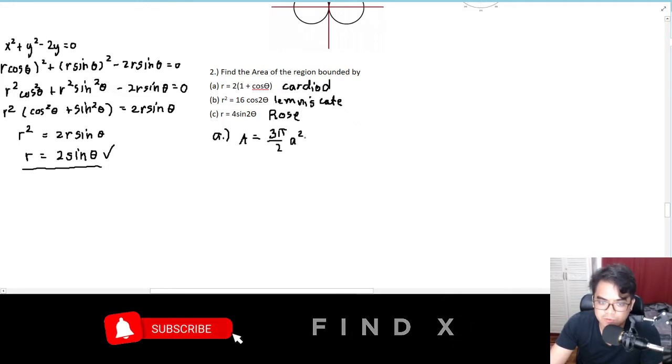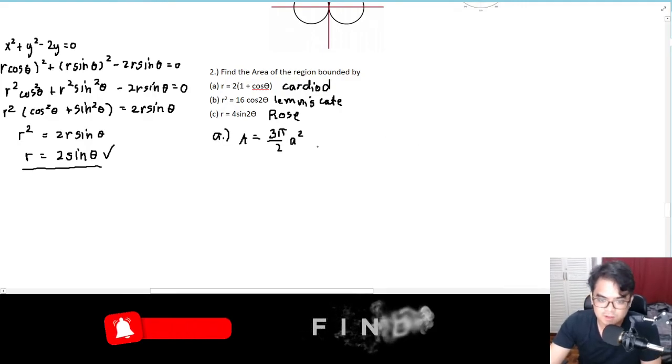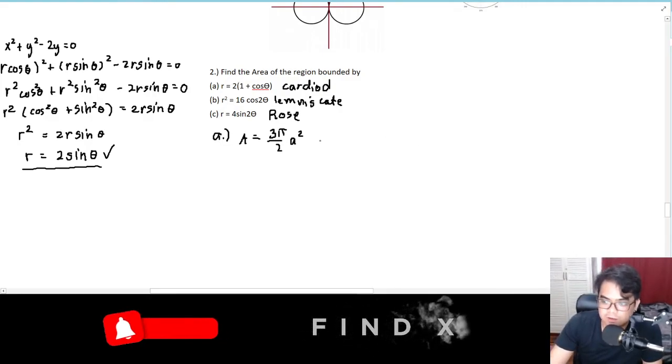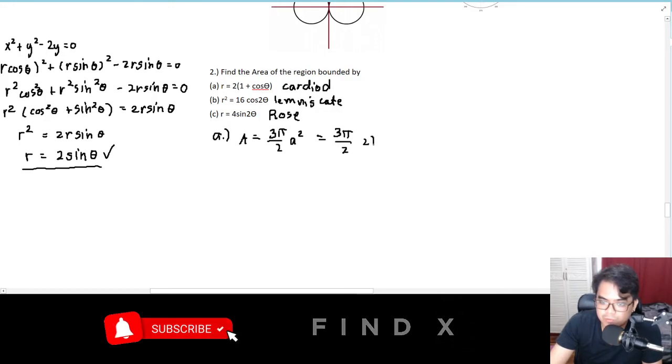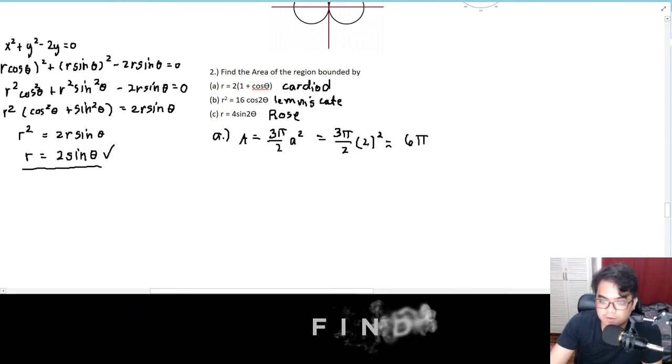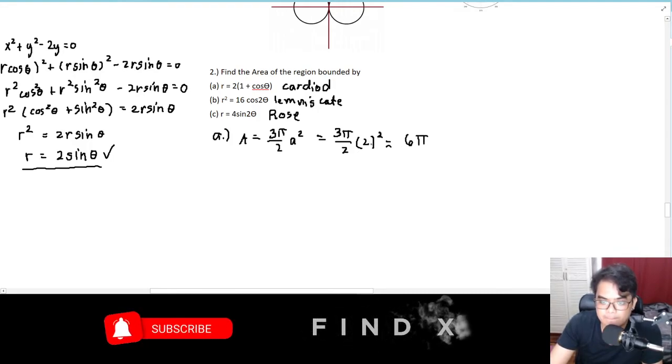So for number 1, the area for that is A equal to 3 pi over 2 a squared, where a will be this one. So if that is a, this will become 3 pi over 2 squared. Okay, and this will be just equal to 6 pi. Right, 6 pi.